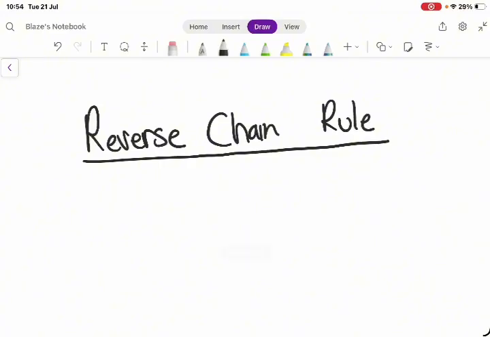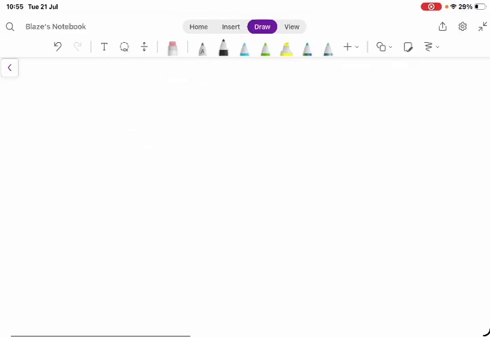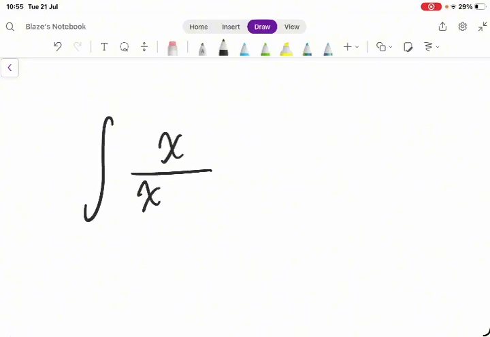So I'm going to go with one of the two typical examples. So you either get the fraction or you get the product. So go first with the fraction. So we have the integral of x over x squared plus 4 dx.